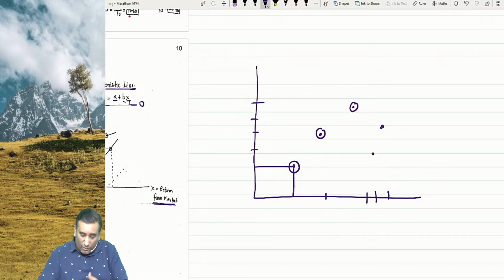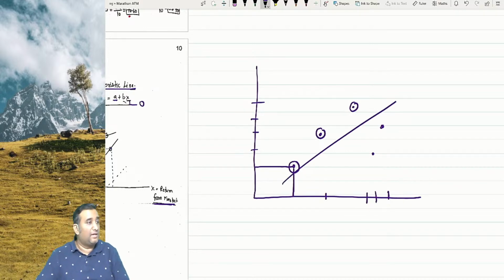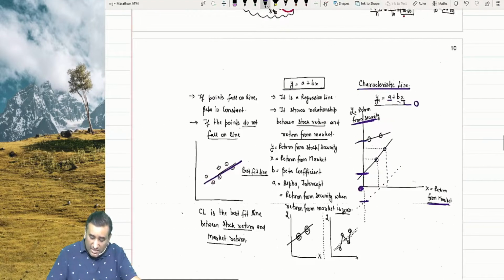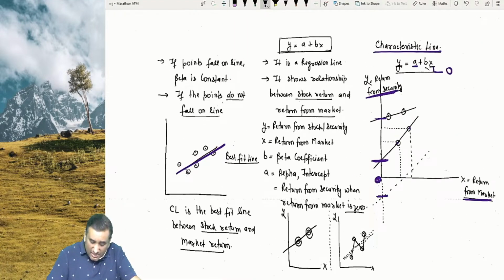So how will I draw the line? Drawing a line through all points is not possible. We try to draw what? A best fit line, basically in which we try to cover all the points. So when we say this line, it is basically a best fit line. It shows the return of the market and the stock.